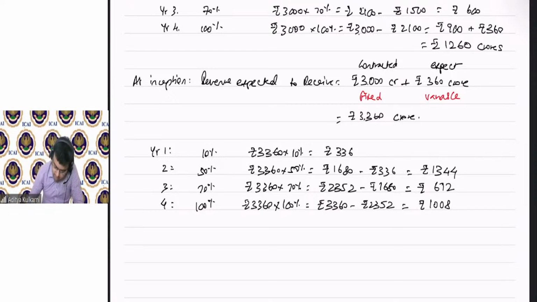So my revenue numbers look something like 336, 1,344, 672, and 1,008. Okay, so now for the reader of financial statements, as well as for the preparers, as well as for anybody who has a basic understanding of revenue recognition, they will clearly look at what is the benefit of this.